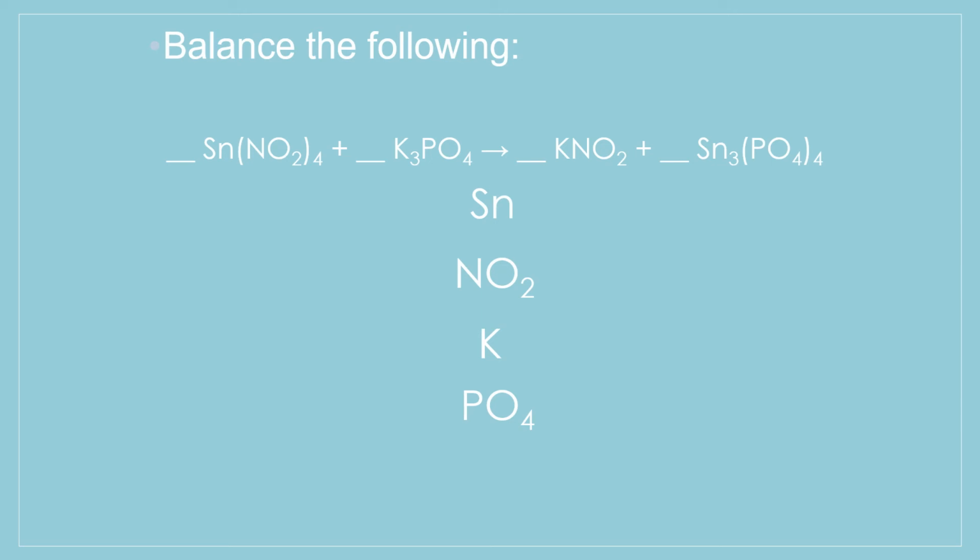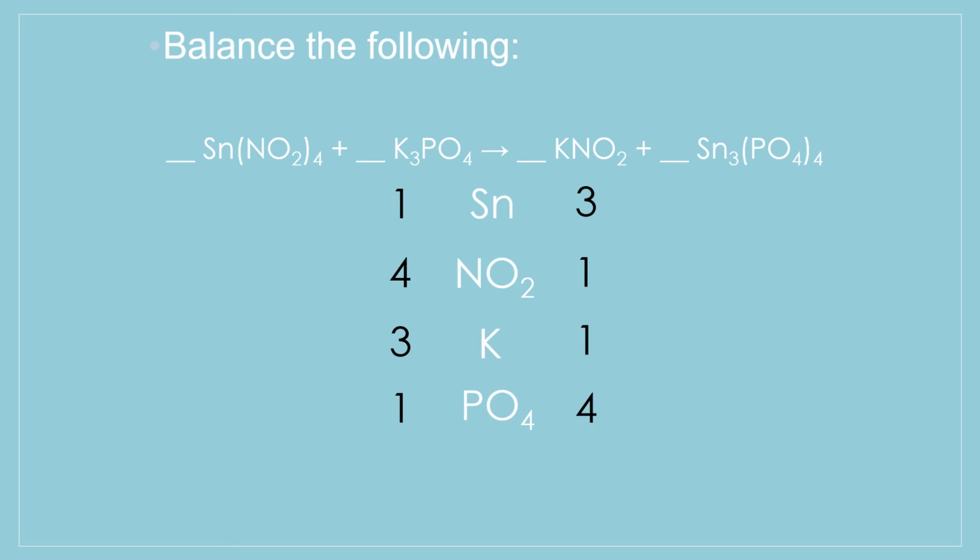Look at the subscript. Sn is 1 on the reactant side. We have NO2, there's a subscript of a 4, so we write down 4. For K, I see a subscript of 3, so I write 3. PO4 has no subscripts, so again, it's a 1. Now on the product side, Sn has a subscript of 3, NO2 has 1, K is 1, and PO4 is 4.